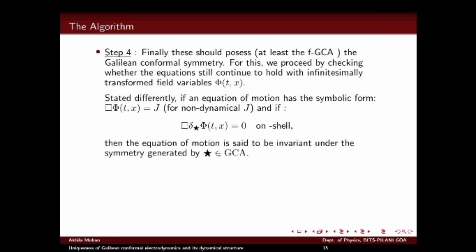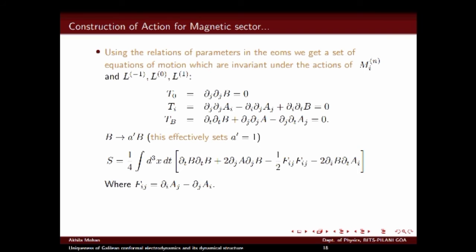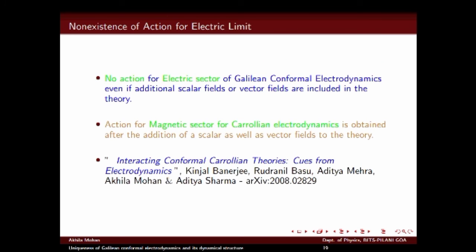Using this algorithm, we have constructed a unique action for the magnetic sector of Galilean electrodynamics. Finally, we end up with equations of motion which are invariant under the actions of L_{-1}, L_0, L_1, not all L_n. From here, we construct an action. This is the action constructed. And we tried the same procedure for the electric sector of Galilean conformal electrodynamics, but we couldn't find an action even if we added extra scalar fields or vector fields.